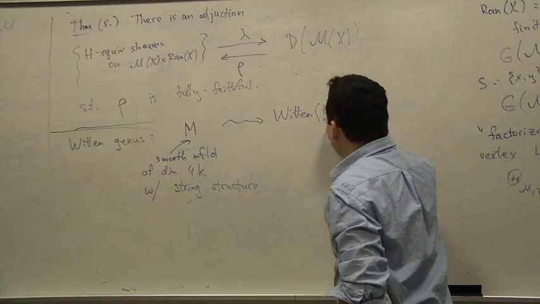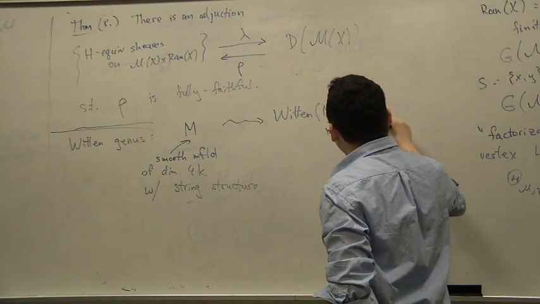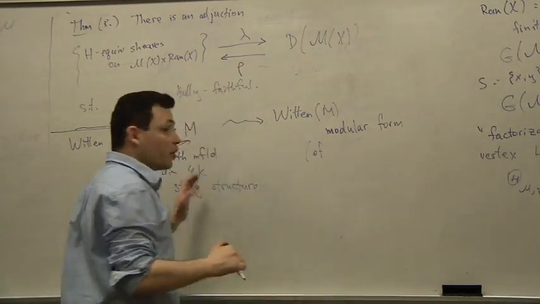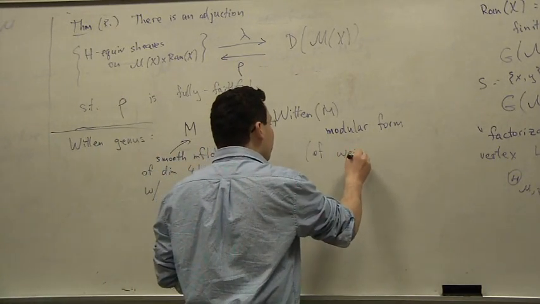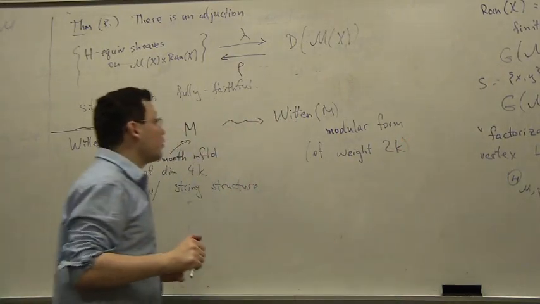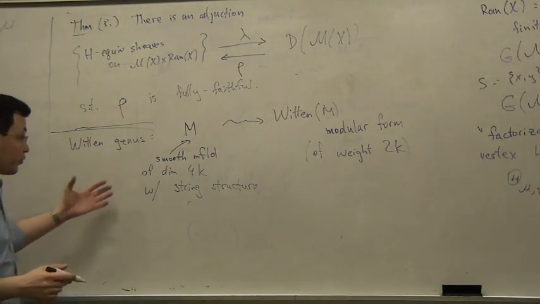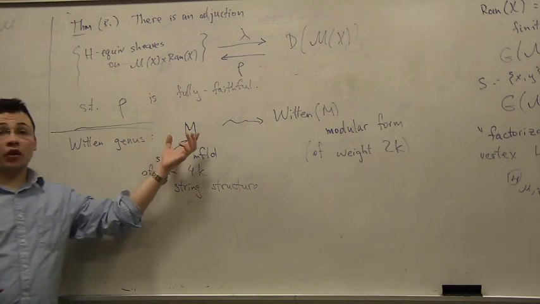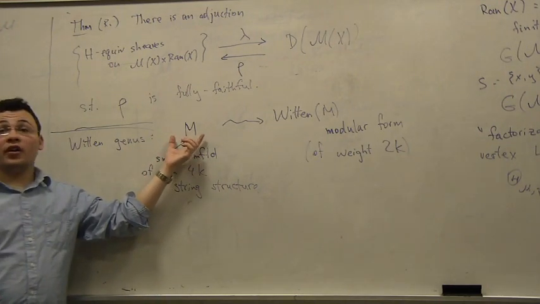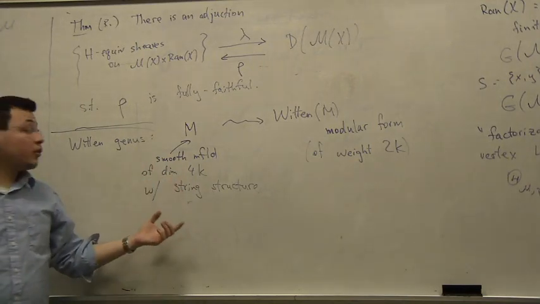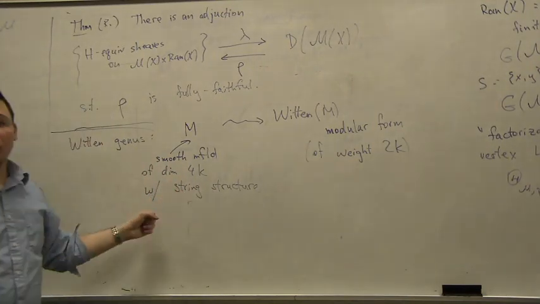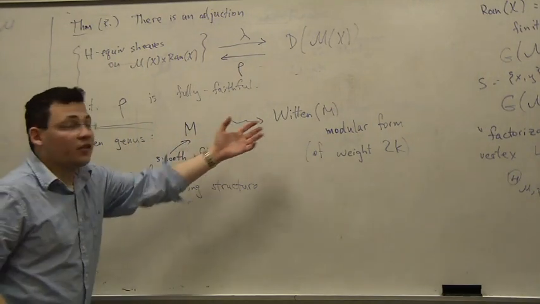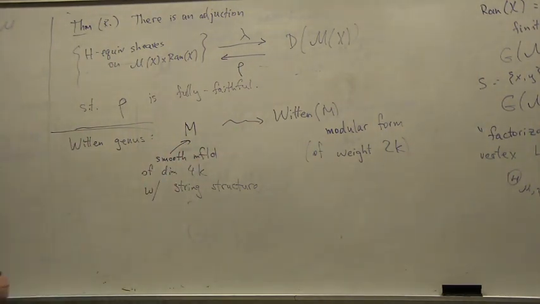So then what it assigns to it is a modular form, and, at least assuming some condition on vanishing of the first Pontryagin class, it's going to be a modular form of weight 2k. And it's a genus in the sense that it's an invariant of the cobordism class of the manifold. So, for instance, if M is the boundary of some 4k plus 1 dimensional manifold with an appropriate notion of string structure, then the Witten genus vanishes. If you take a disjoint union of two things, then it's the product, and so on.